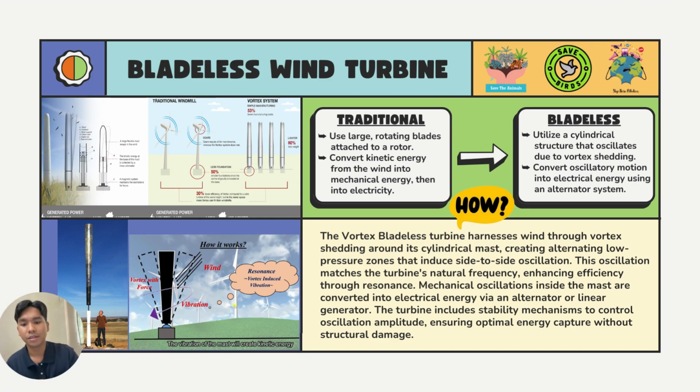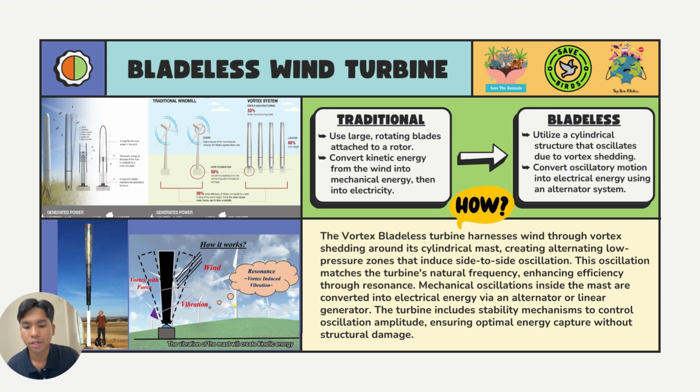Okay, so the traditional wind turbine uses large rotating blades attached to a rotor, and it converts kinetic energy from the wind into mechanical energy, then into electricity. But the bladeless wind turbine utilizes a cylindrical structure that oscillates due to vortex shedding, and it converts oscillatory motion into electrical energy using an alternator system.